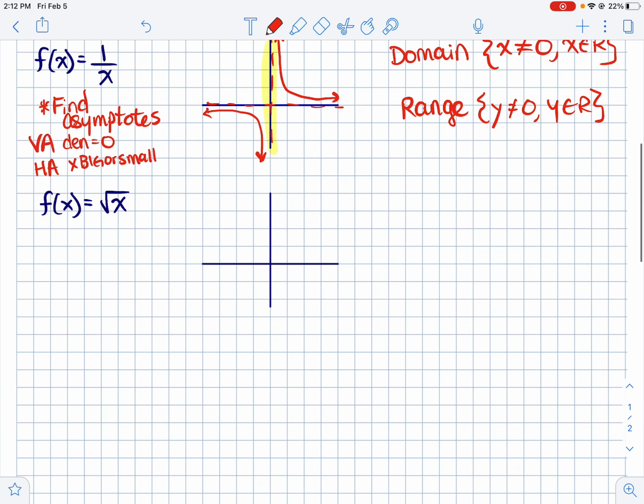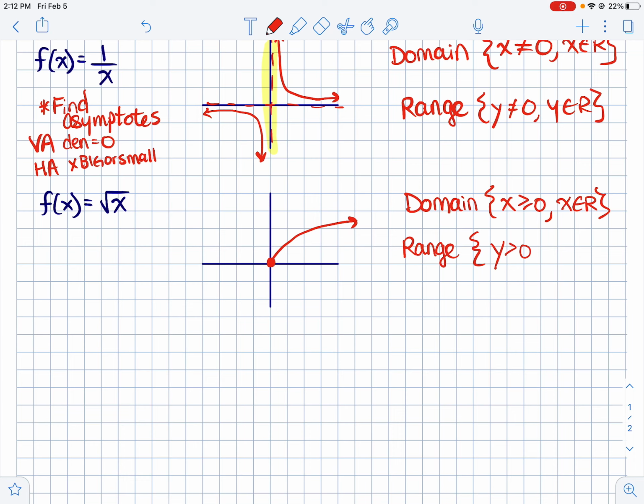And finally, a radical function. F of x equals root x, so it kind of looks like this in some way. So you're going to need to find this guy, and then you can figure out your domain. So in this case, x has to be greater than or equal to 0, and x is a real number. And then for range, same thing, I guess. Y is greater than or equal to 0, and y is a real number.